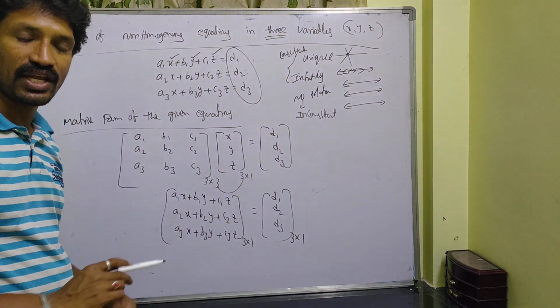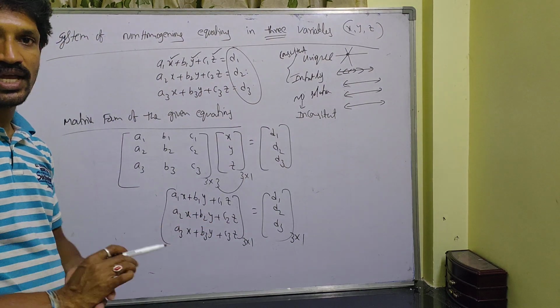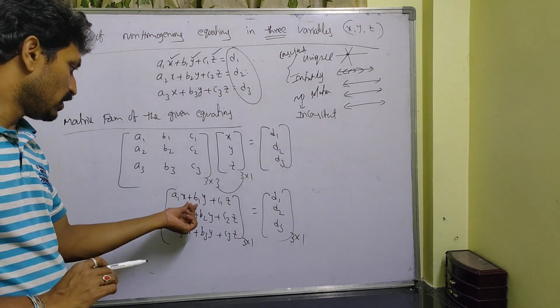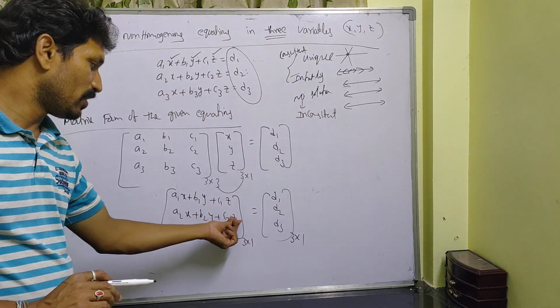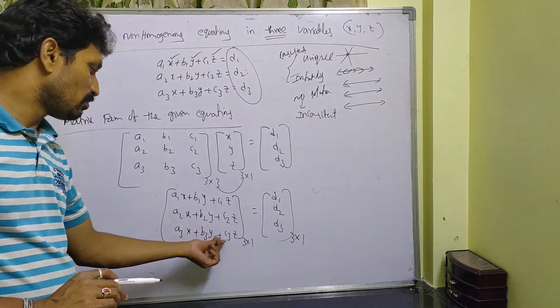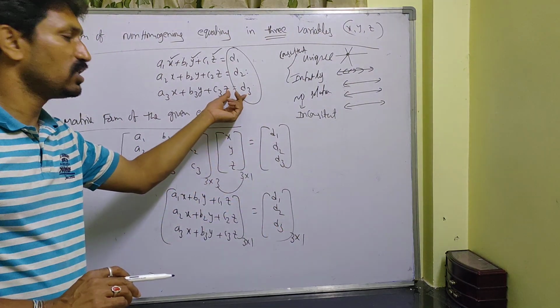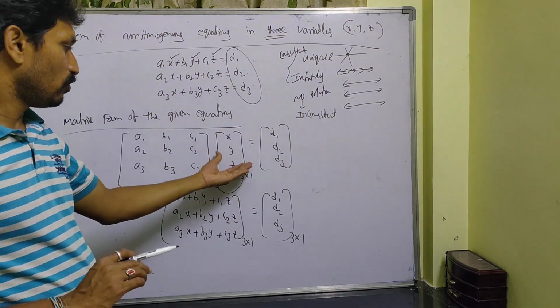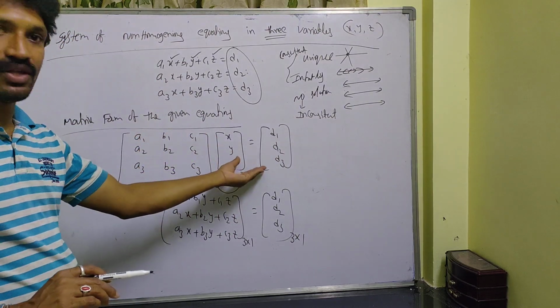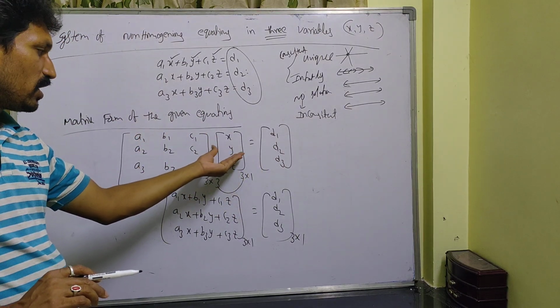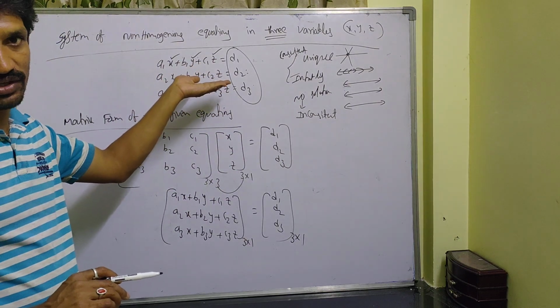Two matrices are equal means their corresponding entries are equal. So that means a1x plus b1y plus c1z is equal to D1, a2x plus b2y plus c2z is equal to D2, a3x plus b3y plus c3z is equal to D3. These are the equations. So if you want to write in matrix equation form, this is the way. If you multiply and simplify, you get again these three equations.